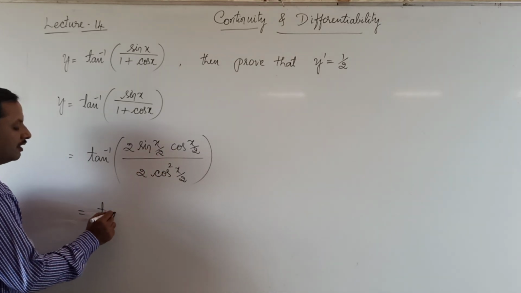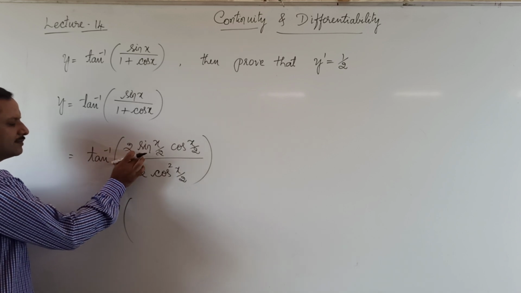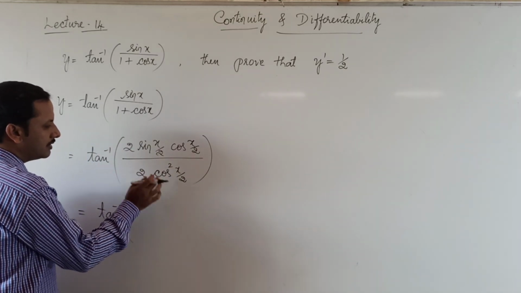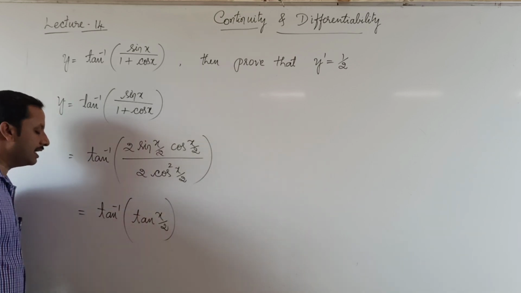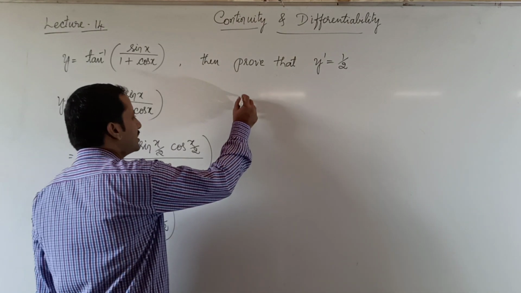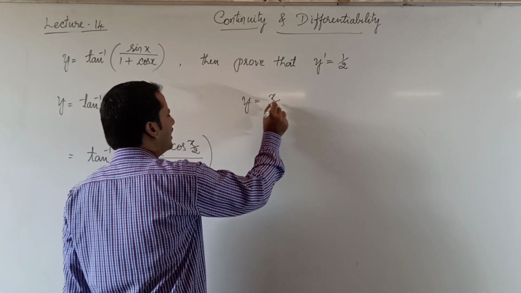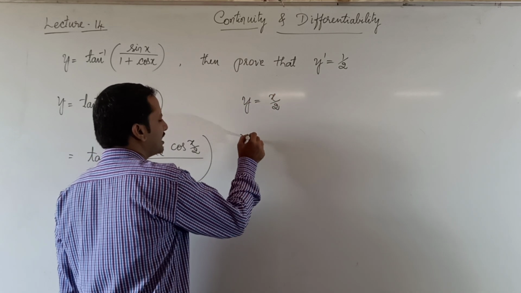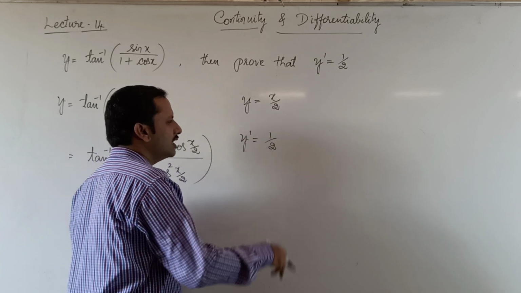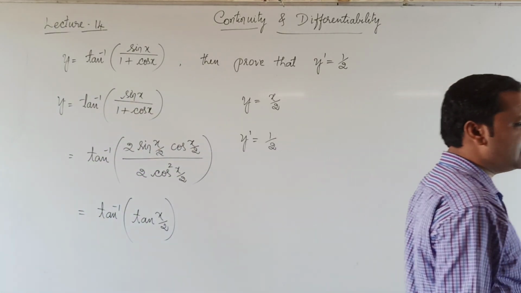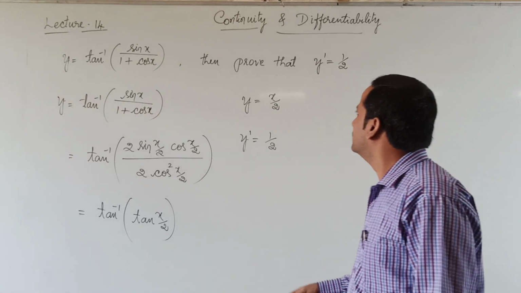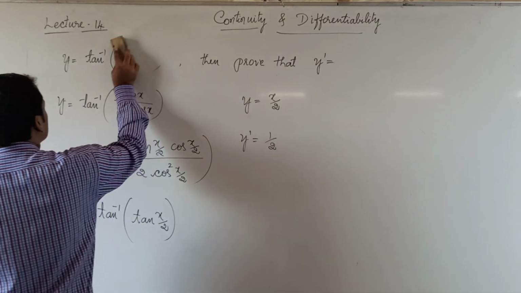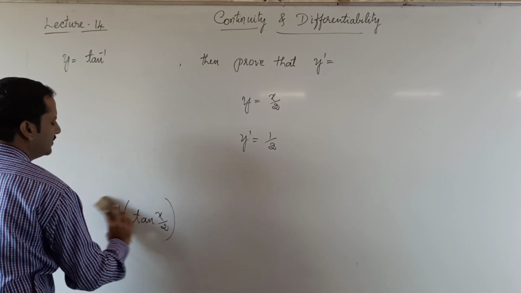We are left with tan inverse of sin x by 2 divided by cos x by 2. Sin x by 2 divided by cos x by 2 can be written as tan x by 2. Tan inverse of tan x by 2 is equal to x by 2. So y is equal to x by 2. Now differentiate it, y dash: the derivative of x by 2 is 1 by 2. Let's go to the next question.